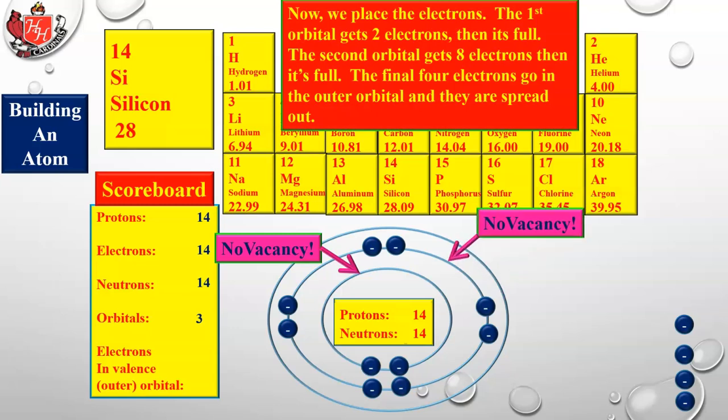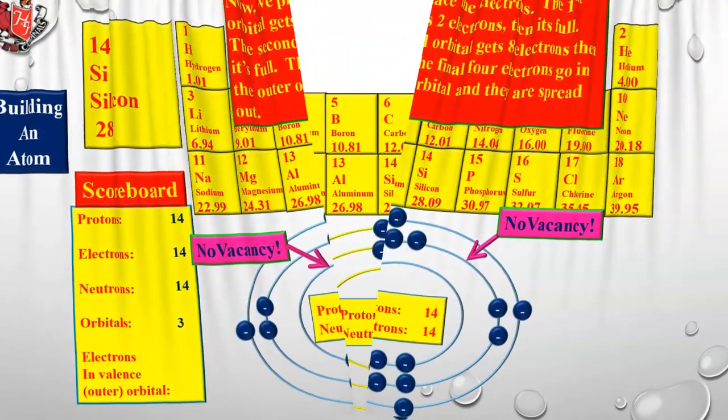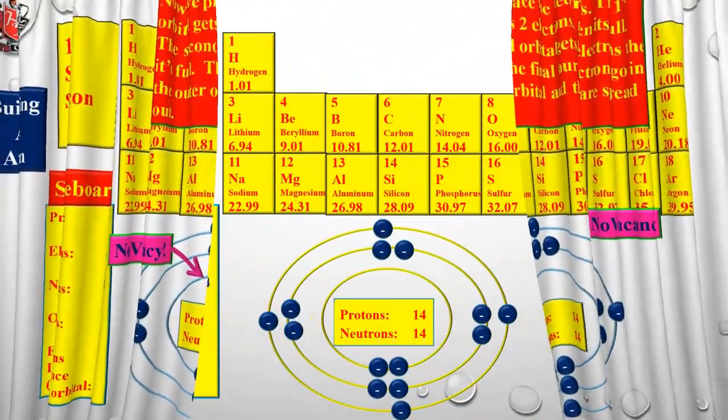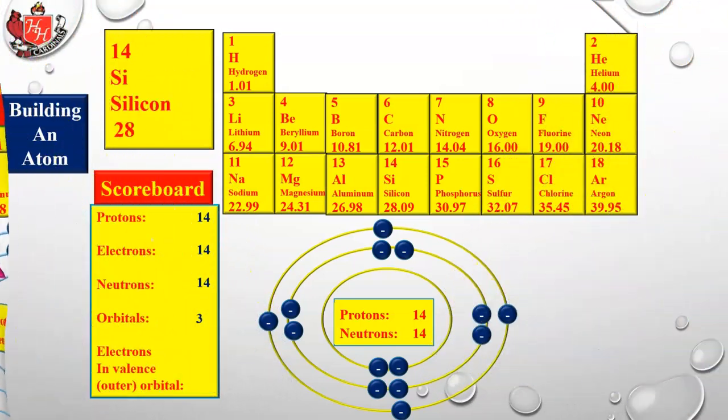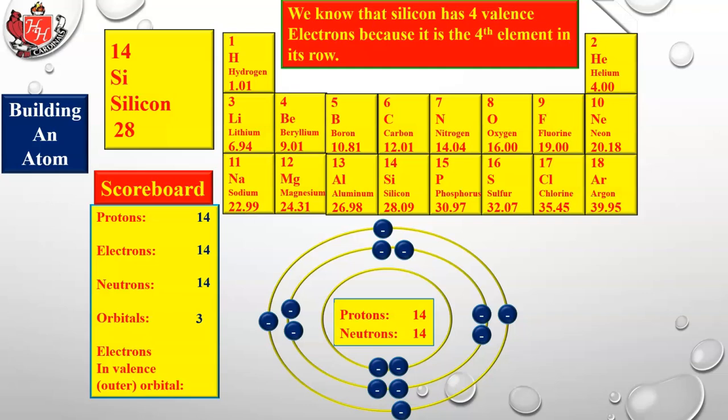So the final 4 electrons go, we set them up the same way as the second. First one goes there, second one there, third one goes up there, fourth one goes there, okay? And that takes care of how you draw a silicon atom. And so now we can fill in that we know that silicon has 4 valence electrons because it is the 4th element in its row.